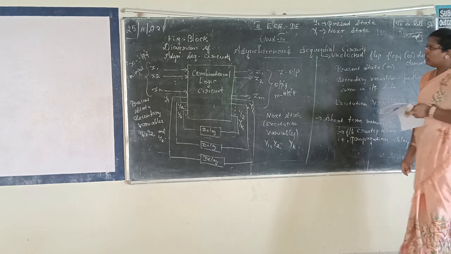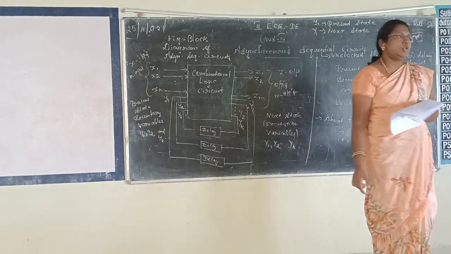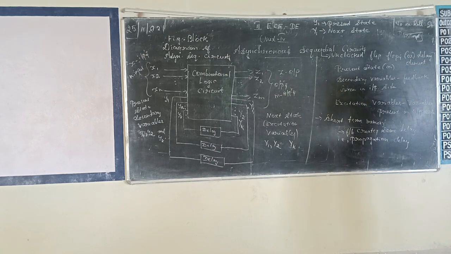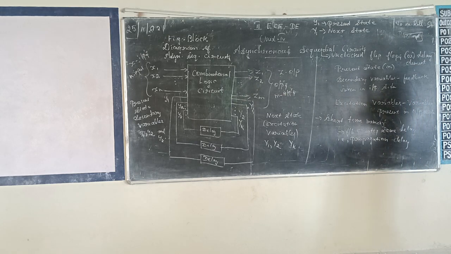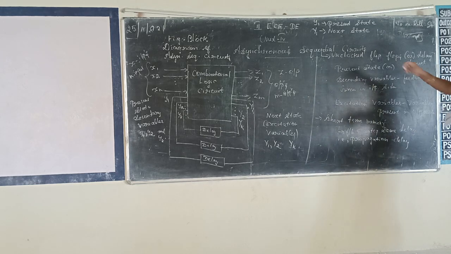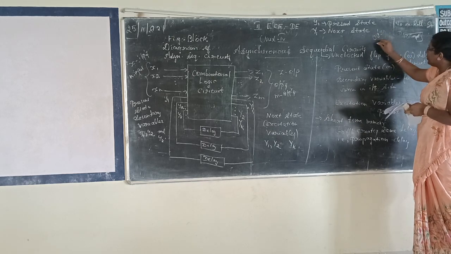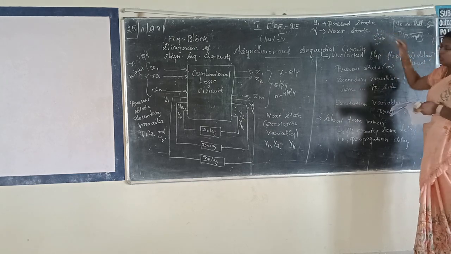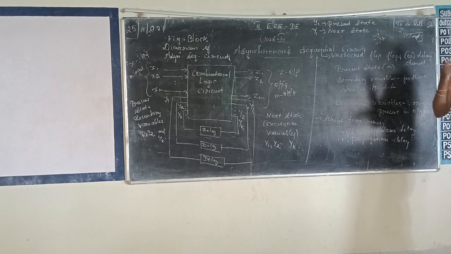In synchronous sequential circuits, the clock pulse is applied and the output changes from 0 to 1. So depending upon the given clock pulse, the output changes. But in asynchronous sequential circuits, depending upon the change in input variable, the output changes. Here the inputs are x1 and x2, right? So depending upon the change in input variable, the output changes.